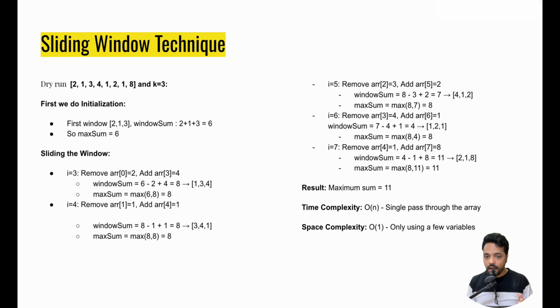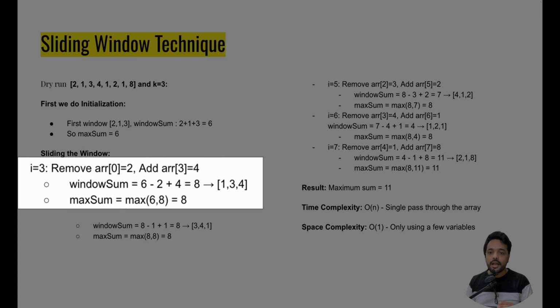So what do we do? Instead of adding 1 plus 3 plus 4 from scratch, we are clever. We remove the left element, which was array[0] equals 2, and add the new right element, which is array[3] equals 4. So window sum is 6 minus 2 plus 4, which is 8. Our window now is 1 3 4. Maximum sum equals max of 6, 8, which is 8, our new champion. Here 6 was our previous max sum.